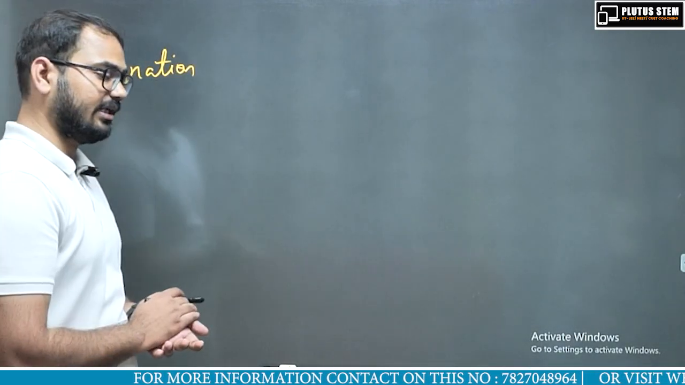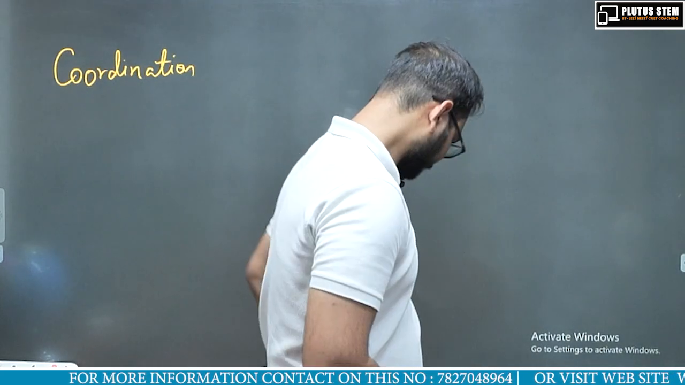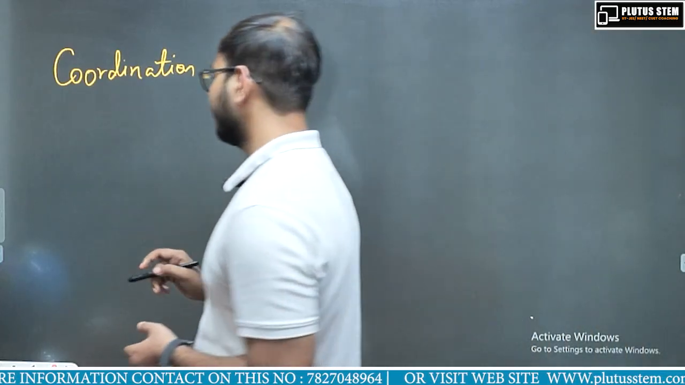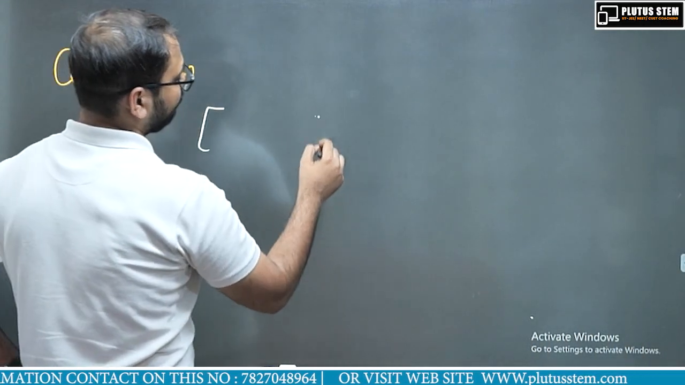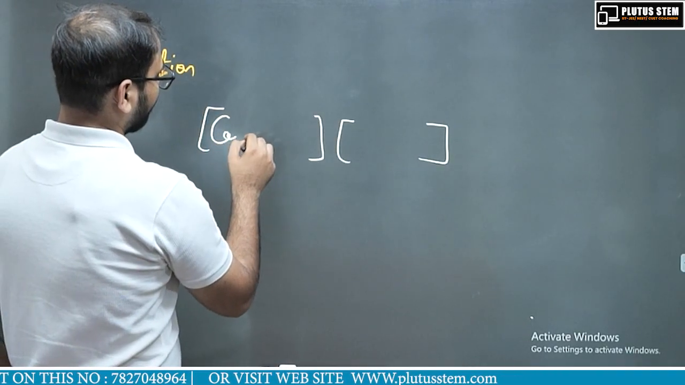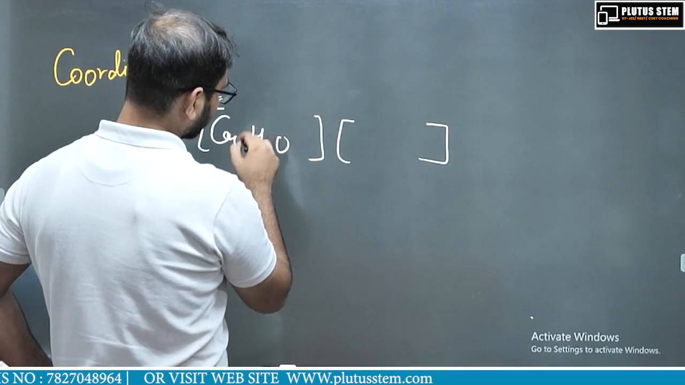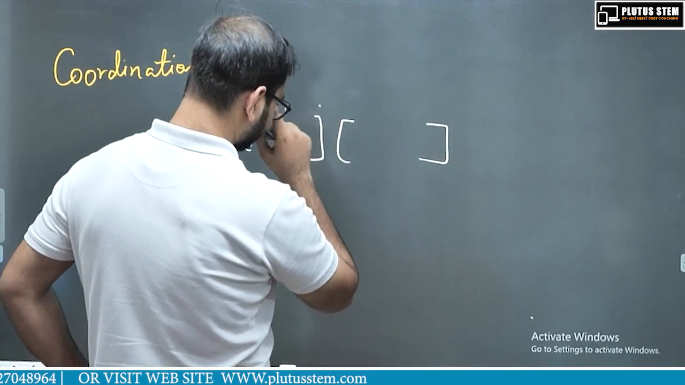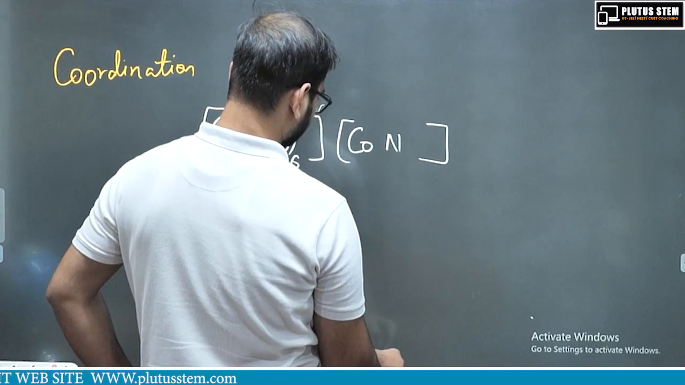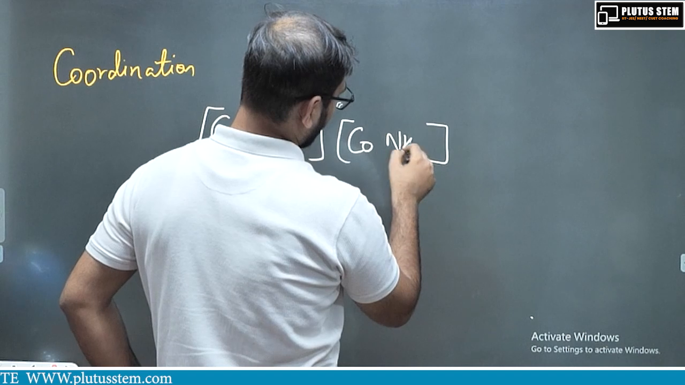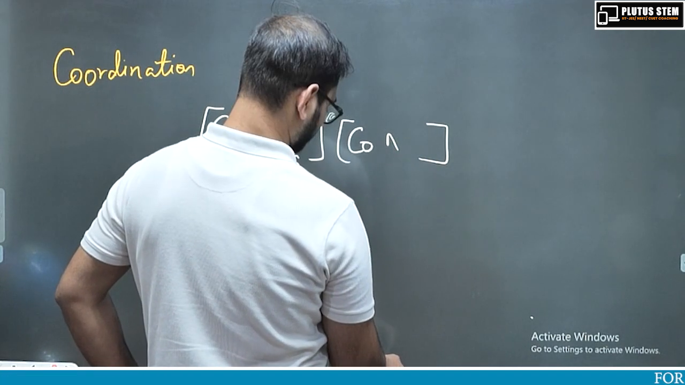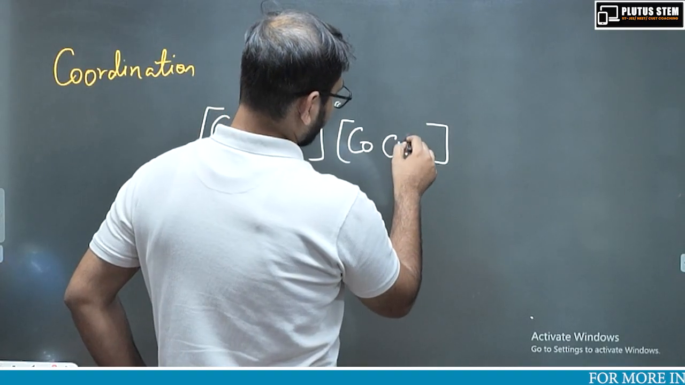The next type of isomerism we have is known as coordination isomerism. As the name suggests, this time we'll be dealing within the coordination sphere. So in this case, you require two separate coordination spheres which are stabilizing one another. For example, chromium H2O whole 6, and then we have cobalt NH3 whole 6, CN whole 6.